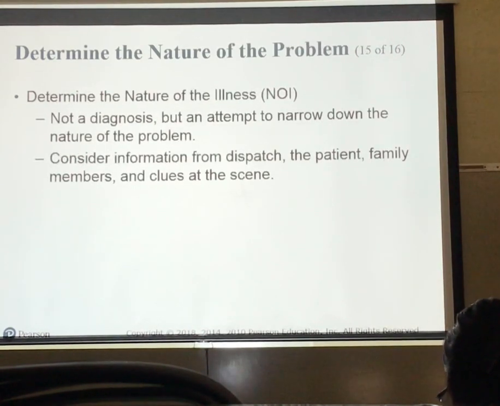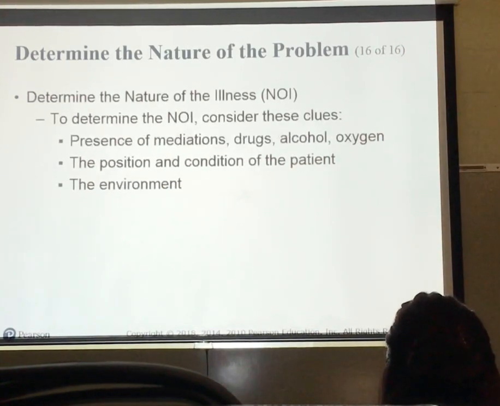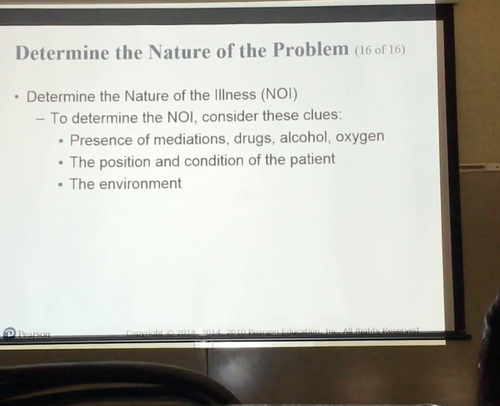In a patient who is not injured but is suffering from a medical condition, you will begin determining the nature of illness, NOI, during the scene size up. After you arrive at the scene, you must determine the reason that you were called. You can simply ask, why did you call the ambulance today? What seems to be going on? To determine this, you can look for the presence of medications, drugs, alcohol, oxygen concentrators, and the position and condition of the patient. What does your patient look like? Do they look sick? Do they look not sick? Also, the environment that they're in.